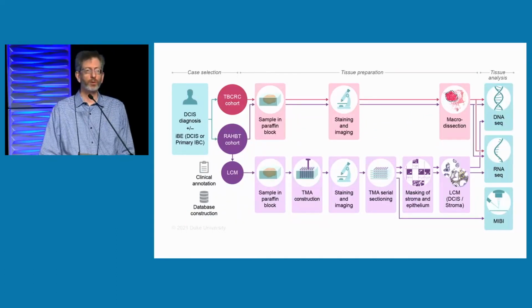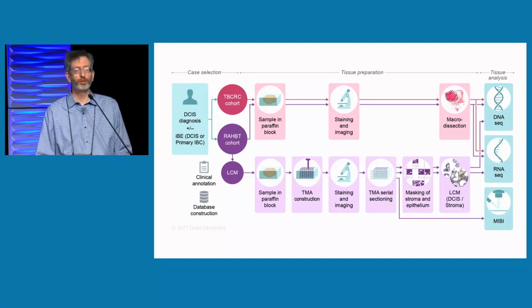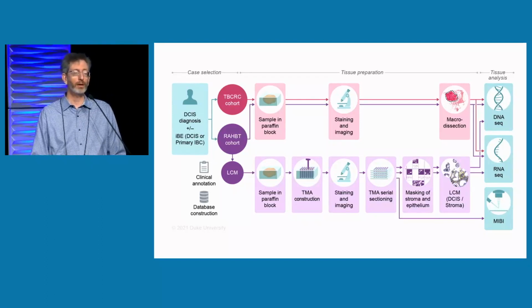So the study that we did was to look at two different cohorts, the TBCRC cohort and the RAHBT cohort. Both are retrospective cohorts with long-term outcome where we understand which patients don't develop any ipsilateral breast recurrence and which patients do, either with a DCIS recurrence or progression to invasive breast cancer.